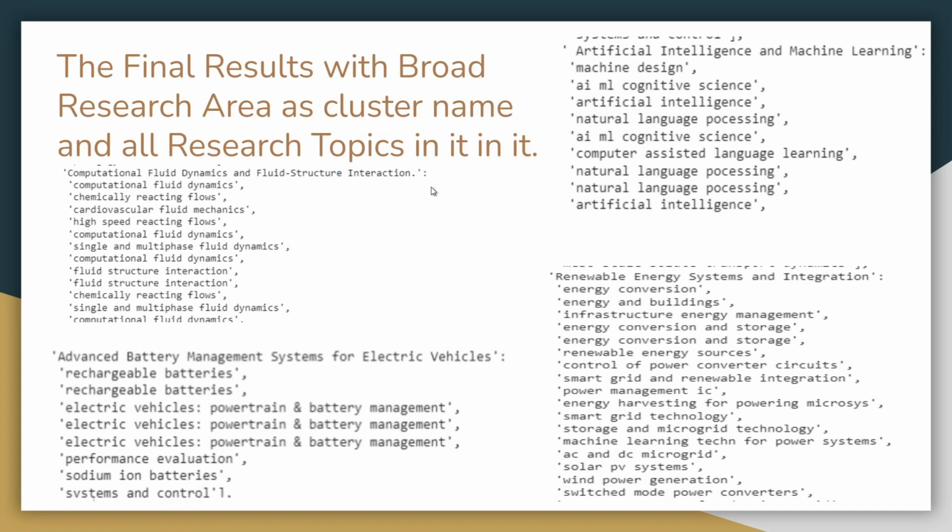And for the final results, here I am showing how the clusters are formed. Let's say the cluster name is artificial intelligence and machine learning, and these are the subtopics included in it: machine design, AI for cognitive science, artificial intelligence, NLP. These are some of the sub research areas in this broader research topic. Similarly, computational fluid dynamics, and these are all its research areas, and advanced battery management systems for electrical vehicles, with all its sub research topics.